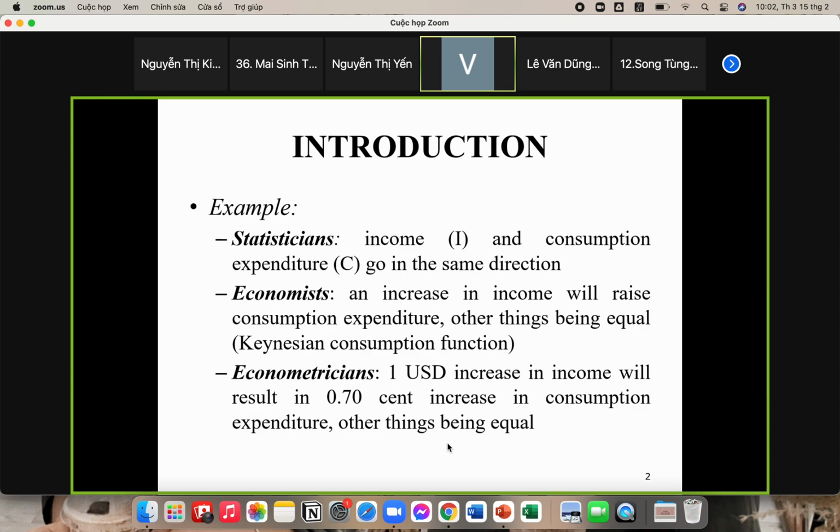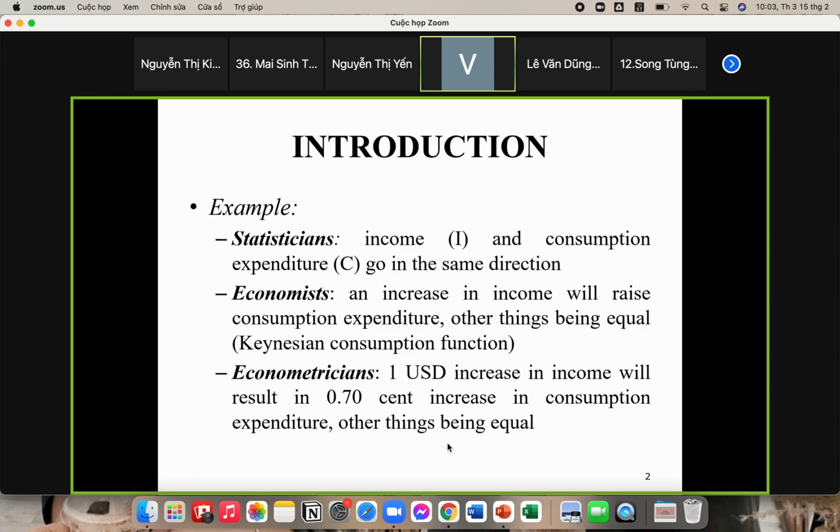But in econometrics, we want to know more in particular. We want to quantify this relationship. If income and consumption have a positive relationship, then one unit increase in income will increase consumption expenditures by how many units? We want to find out this number, 0.7, for example, in this case. So in econometrics we want to quantify this relationship. You can see that we first analyze the relationship between two variables, income and consumption expenditure, but in statistics, in economics such as microeconomics, or in econometrics, we have different purposes.